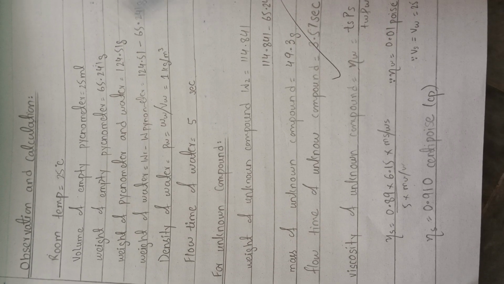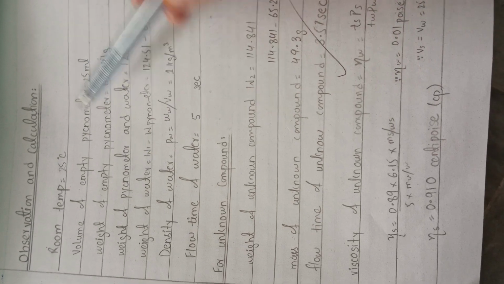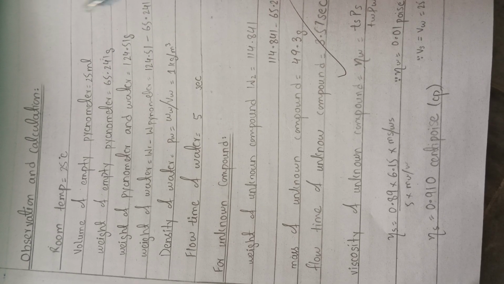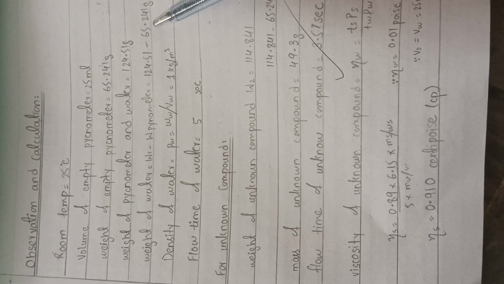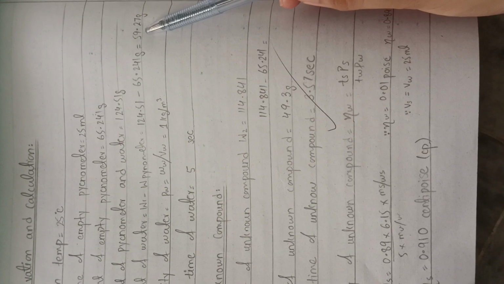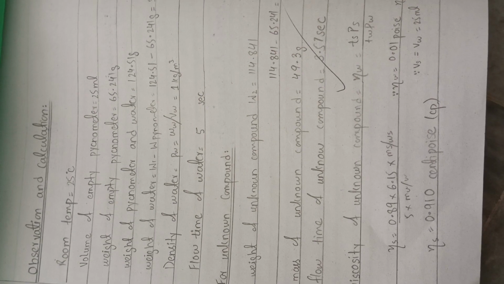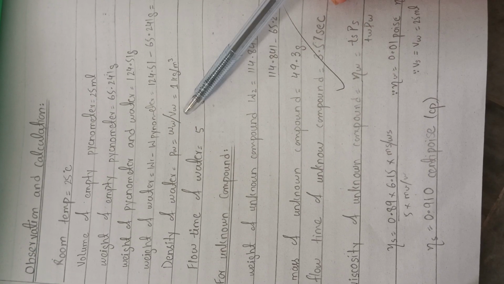Now you have to find out the weight of this water, not the piezometer. So you will subtract this value from this value to find out the weight of the substance. Now you subtract them, and the final answer comes out to be this. Now you have the mass or weight of your water. Now you have to find density. For density you divide the mass by the volume.